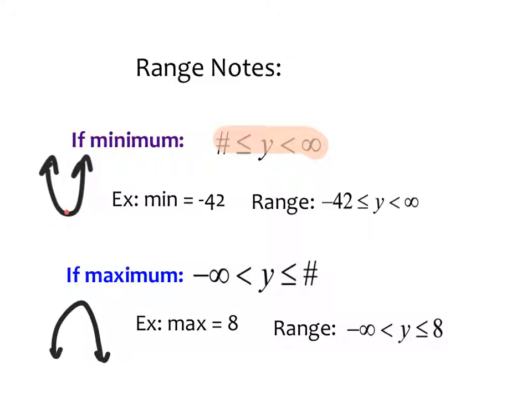However, if you have a maximum, we know now that the parabola will open downward. And again, we'll have a maximum because that will be our highest point. And that will be in the form of negative infinity is less than y, which is less than or equal to the number that is your maximum. So let's say our maximum was 8. Then our range would be written as negative infinity is less than y, which is less than or equal to 8. I hope this clarifies a little bit more about the range of quadratics.